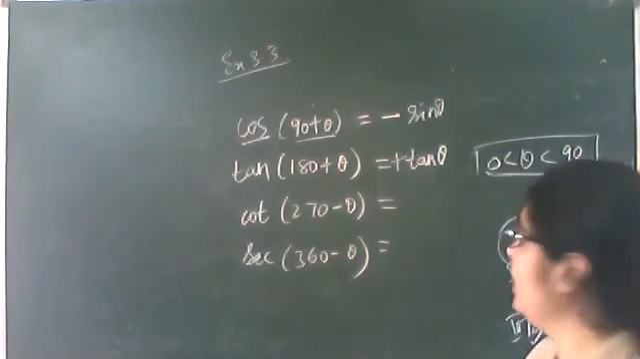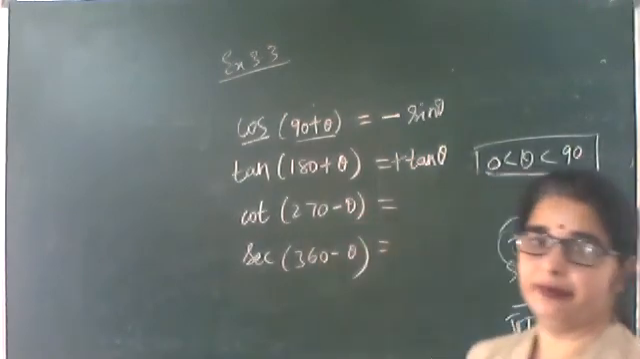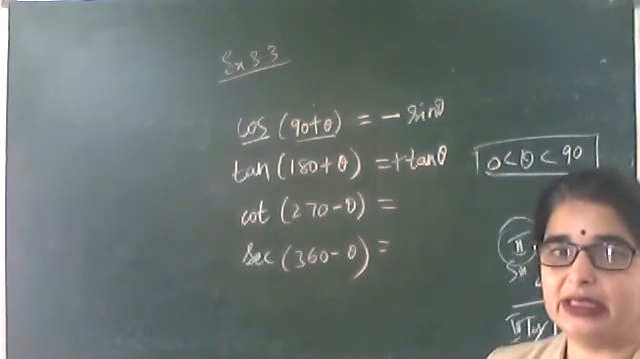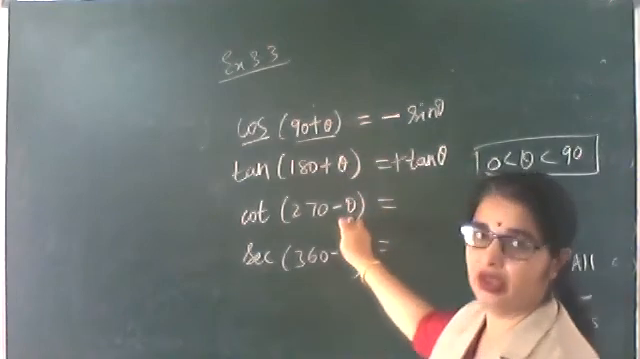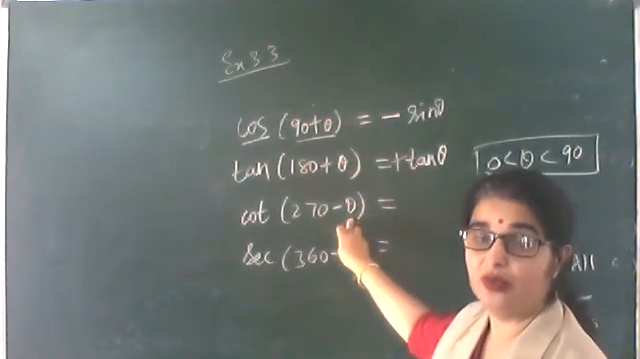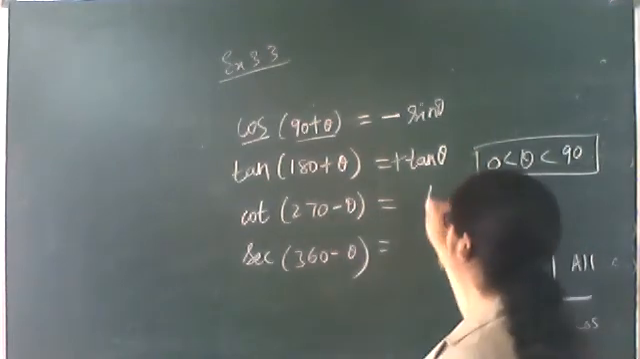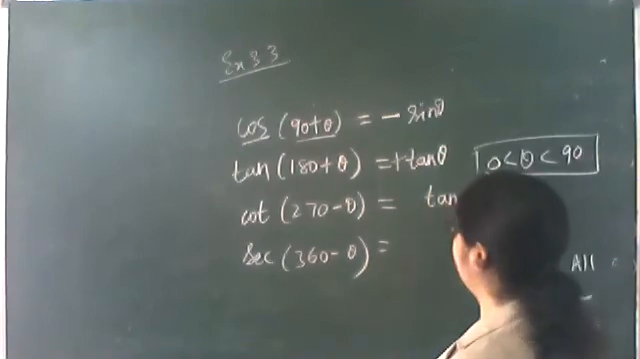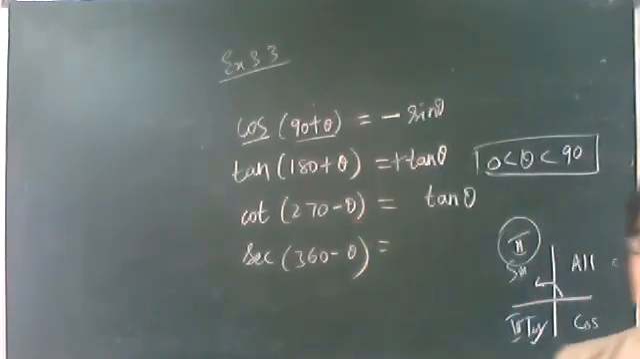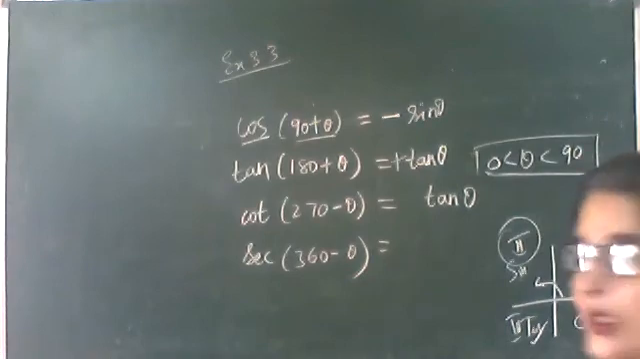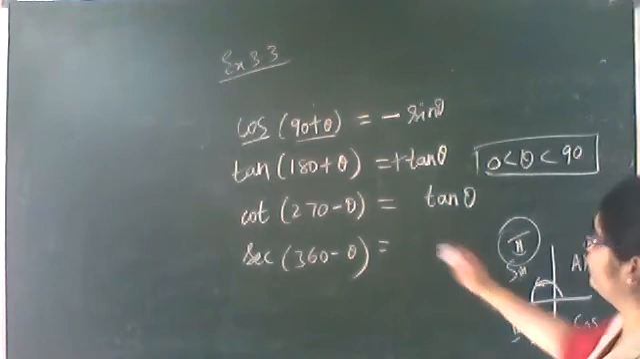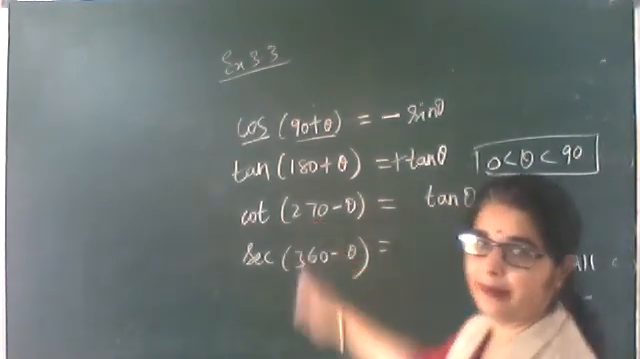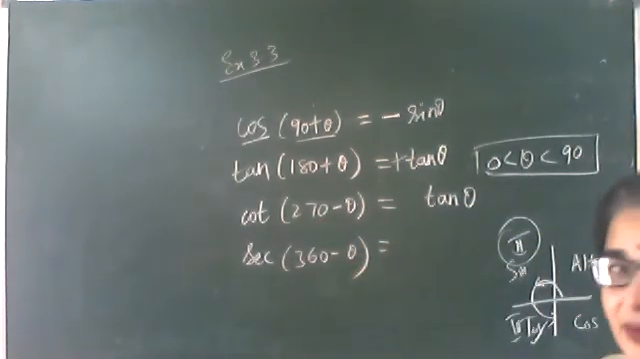Cot 270 minus theta. Change or no change? Change. So cot will change to? Tan. Very good. So tan theta. Now 270 minus theta, where does it lie? What is 270? This is the third quadrant. In the third quadrant, is cot positive or negative? Positive. Very good.